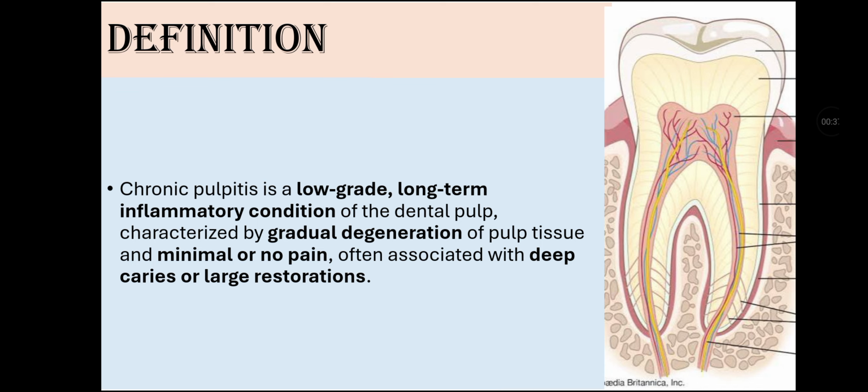Talking about how we can define chronic pulpitis. Chronic pulpitis is a low-grade, long-term inflammatory condition of dental pulp that is characterized by gradual degeneration of pulp tissue and minimal or no pain, often associated with deep caries or large restoration.